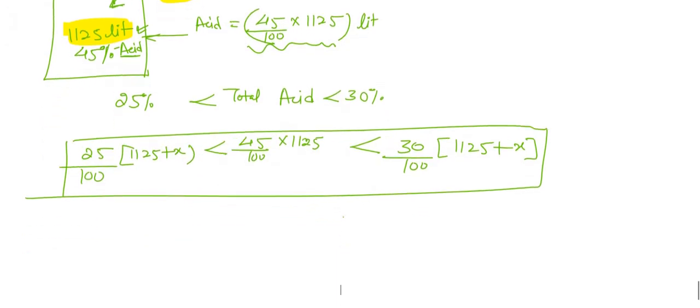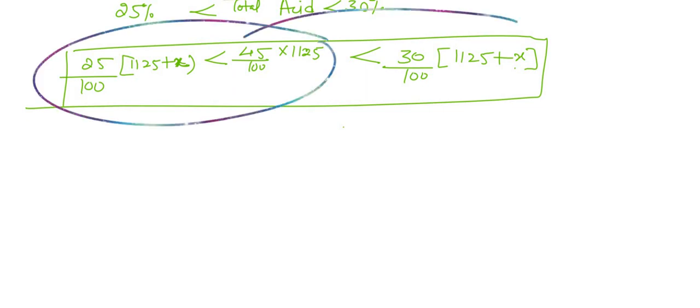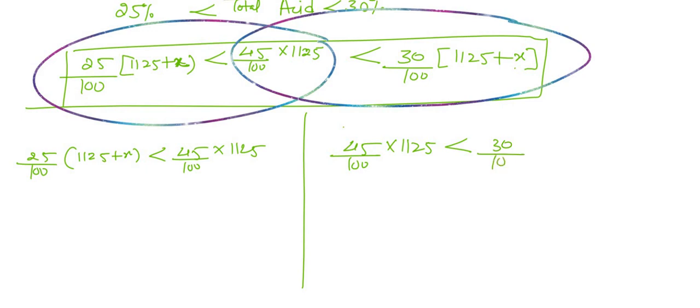So you can see there are two possible values. See, one is x here and one x is here. So we will make two equations. One equation taking these two and one equation taking these two. Okay, so let me make equations. So I am making two equations. 25 by 100 into 1125 plus x less than 45 by 100 into 1125, and second will be 45 by 100 into 1125 is less than 30% of 1125 plus x.